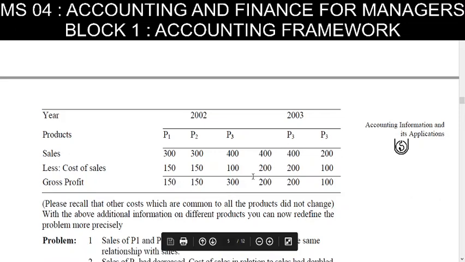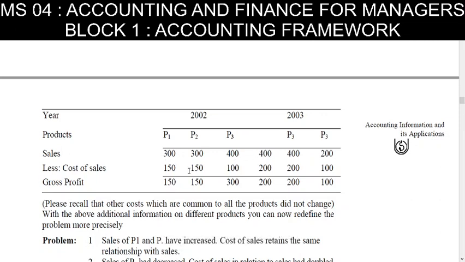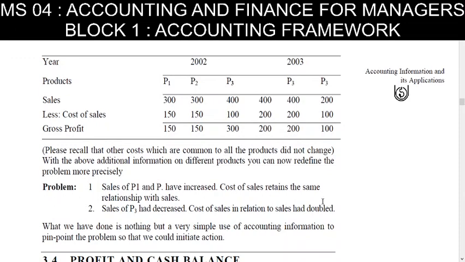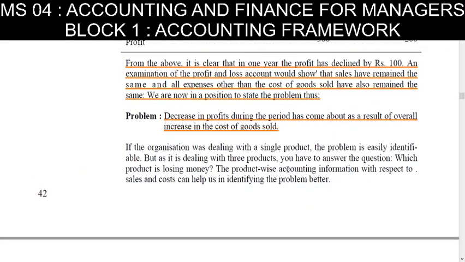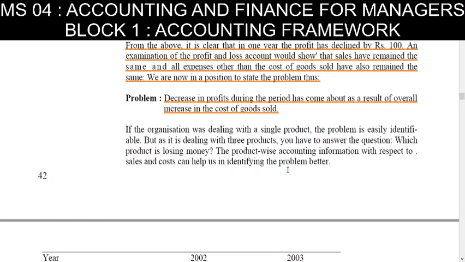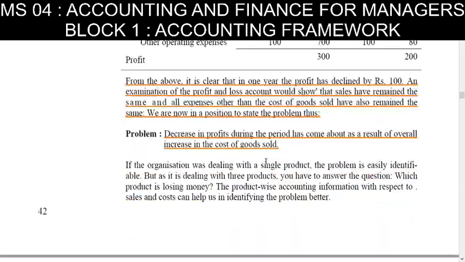If we see the same figures in the year 2003, sales for product P1 increased. Sales for product P2 also increased, whereas sales for product P3 decreased, but the cost of the sales remained the same. When sales increased for products P1 and P2, the cost of sales also increased. It is obvious, they are maintaining the same ratio. Whereas for product P3, when the sales decreased and the cost of the sales remained the same, it means cost of sales in relation to the sales has doubled. Therefore, there is a problem with the product P3. In this way, the earnings information and the trifurcation of products helps us in identifying the problems.